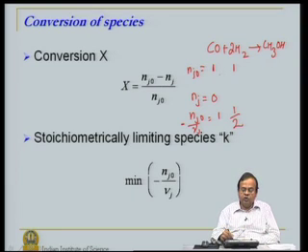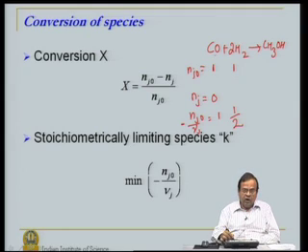So, for example, if this was the condition under which I am doing this reaction, 1 mole of carbon monoxide and 1 mole of hydrogen, my limiting species is hydrogen, and the moment it gets 100% converted, the reaction will stop.